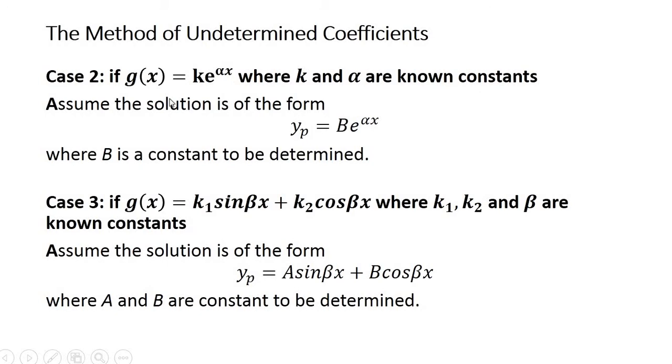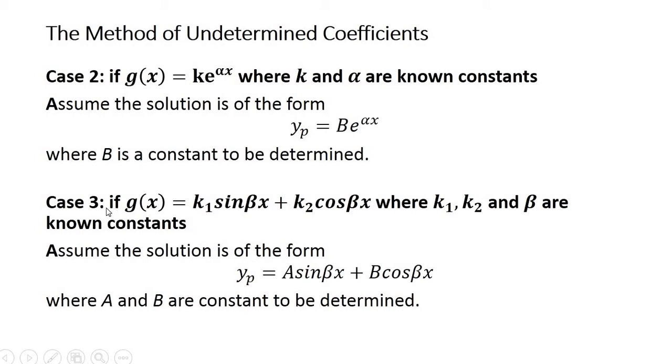Right, case number 2. If g of x is an exponential function, k e to the alpha x, where k and alpha are known constants, we assume that the particular solution is b e to the alpha x. So the exponential does not change. The only thing that changes is the constant, where b is the constant to be determined.